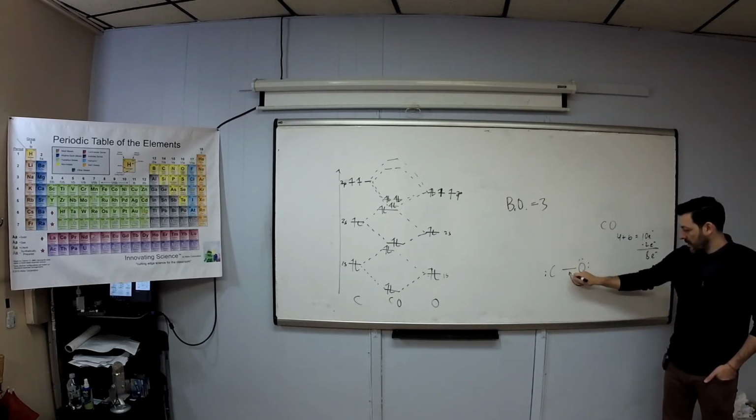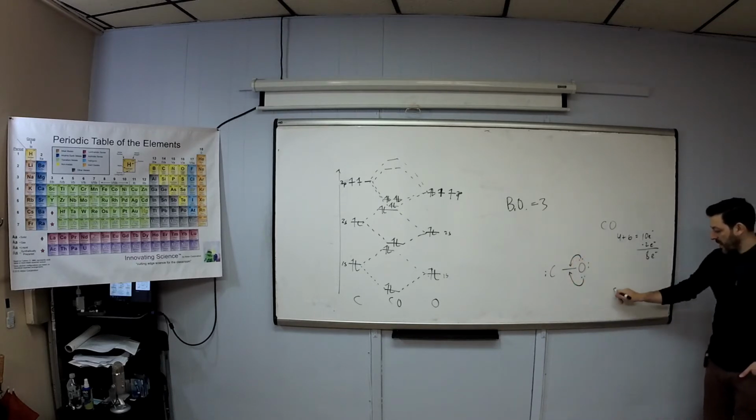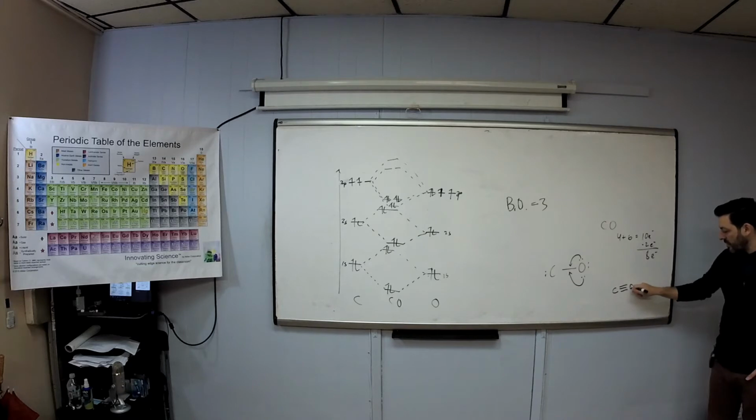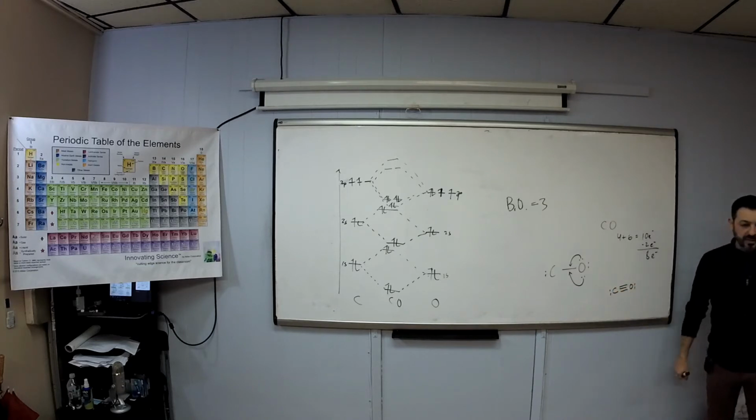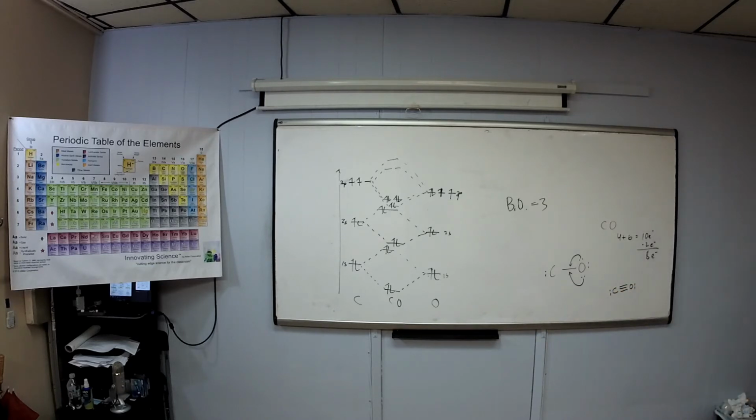That means you're going to bring in a pair. And carbon monoxide's Lewis structure looks like that. And the bond order is 3. Do you see? Which matches the bond order of carbon monoxide in the molecular orbital picture. Everybody with that?